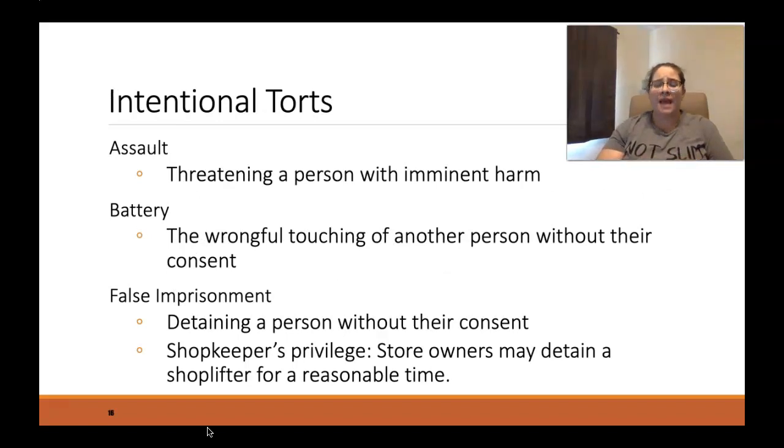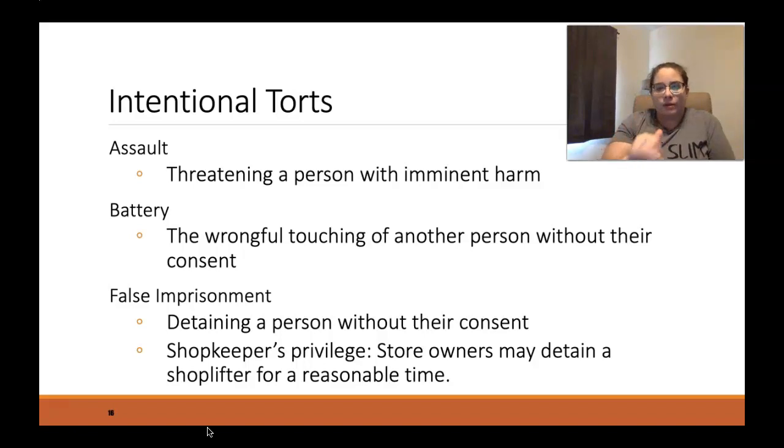Now, intentional torts. It's kind of exactly what you would think when you utilize the word intentional. It's going to be that volitional act. So, an assault, which most people get confused with a battery, an assault is, for example, a swing and a miss. So I am threatening a person with imminent harm but not exactly causing harm, okay? Versus a battery, which is the harmful touching of another without their consent.